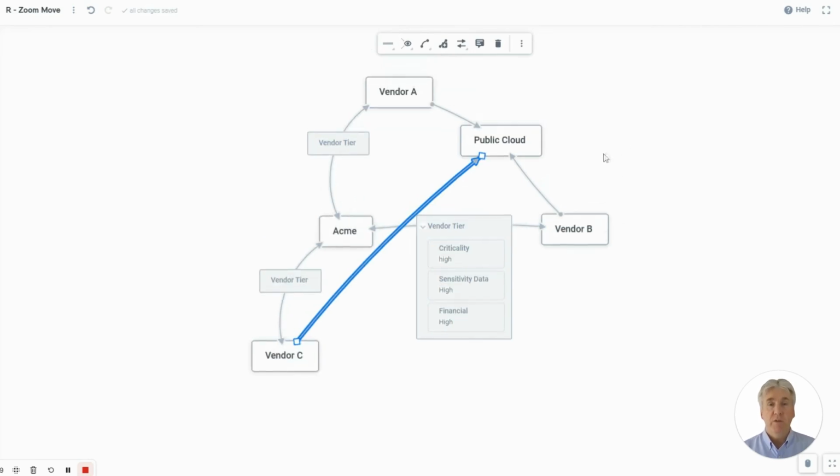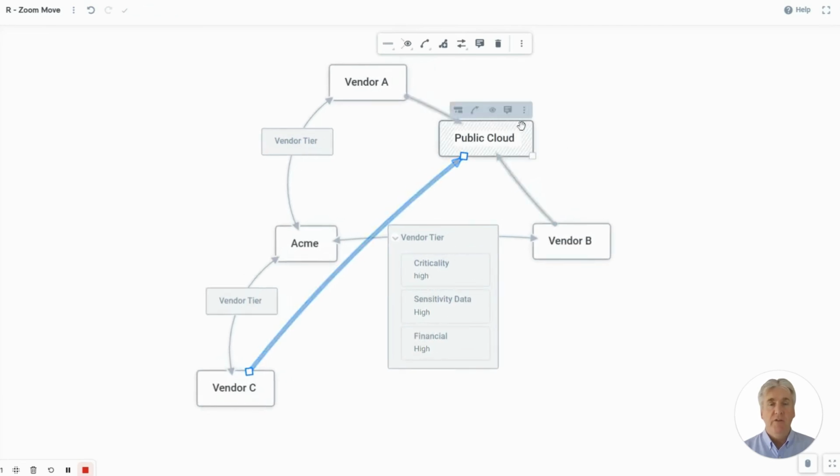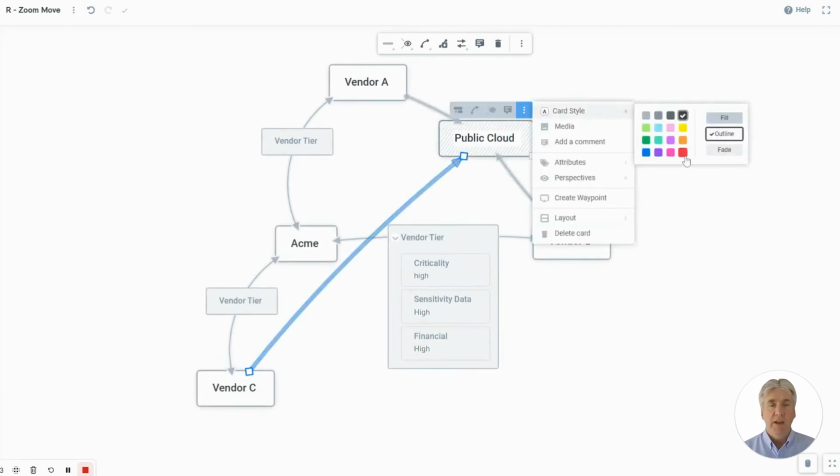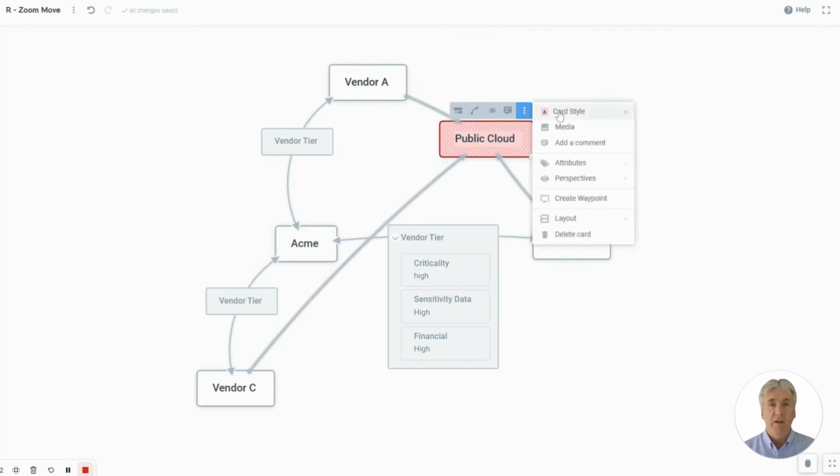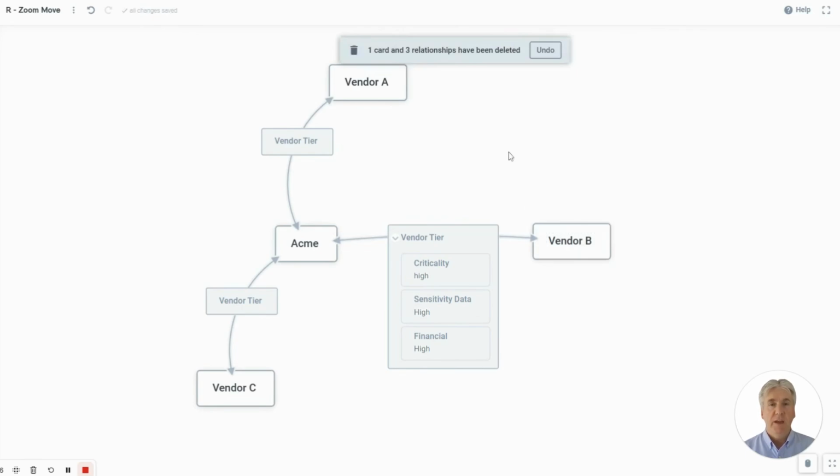So if there was an incident with that public cloud provider that caused their services to be unavailable, there may be unanticipated consequences for all the vendors Acme is relying on. This example highlights how powerful the R-Zoom move is in identifying the key relationships that Acme relies on. It is crucial in helping to identify areas of risk that Acme needs to consider in business continuity planning.